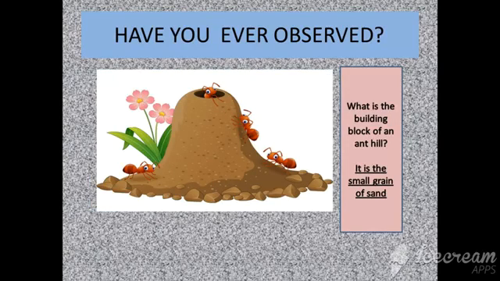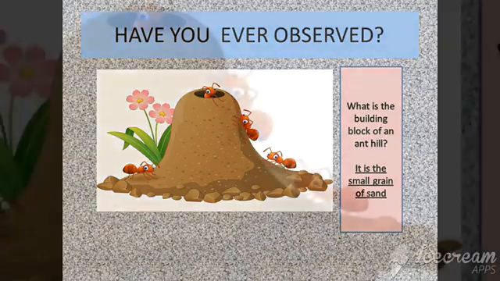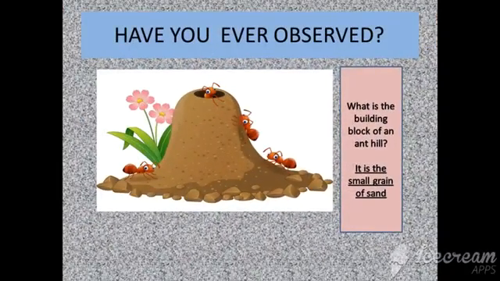Okay, so what is an atom? Have you ever observed an ant hill? Yes, we know the ant hill is made up of small grains of sand. All the small sand particles constitute the big hill. Even if you observe a building, the walls form a room, and the collection of rooms forms the building.